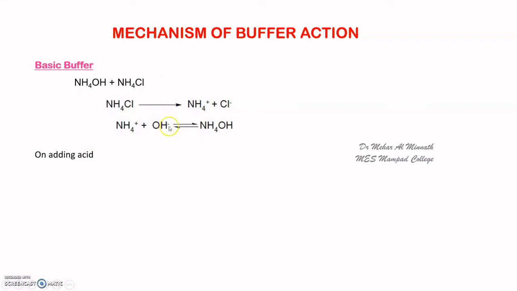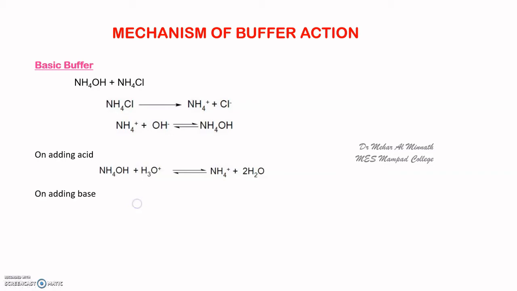Now when we add an acid to this combination, in the basic buffer mixture, we'll have ammonium ions, chloride ions, ammonium hydroxide and some amount of hydroxide ions. Now when we add acid, it can combine either with ammonium hydroxide or with chloride ion or with OH minus. And when we add acid, the acid will combine with ammonium hydroxide to form ammonium ion and H2O. So ammonium ions are formed, or you can say the H+ ion is trapped by ammonium hydroxide. Thus the pH is not changed.